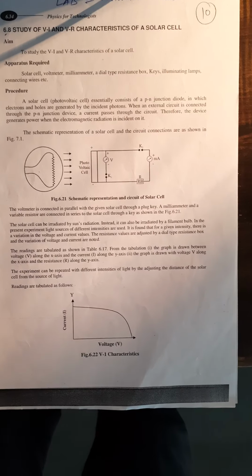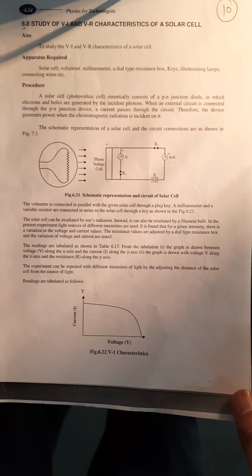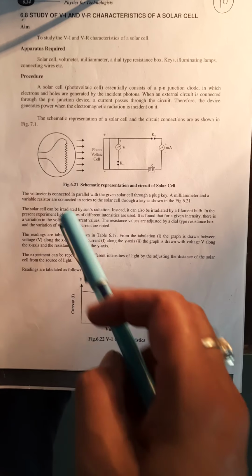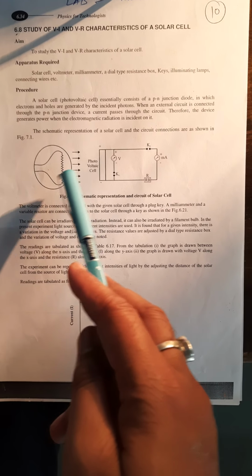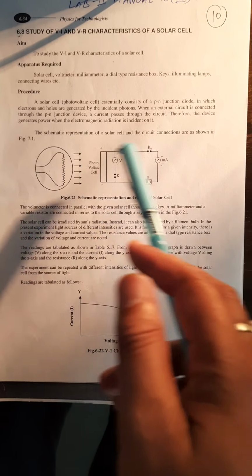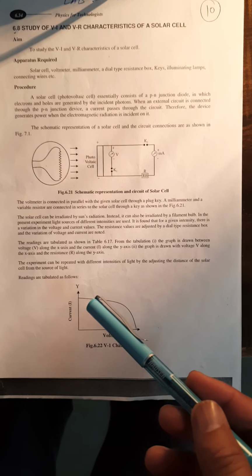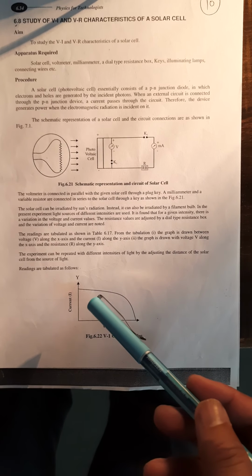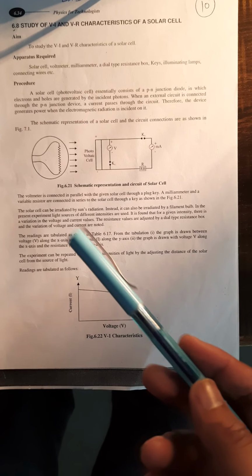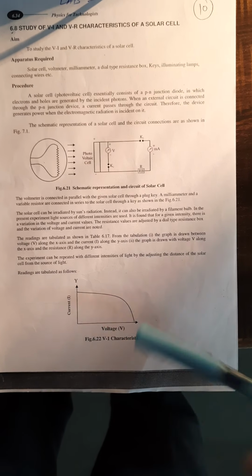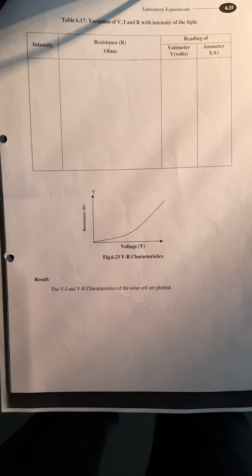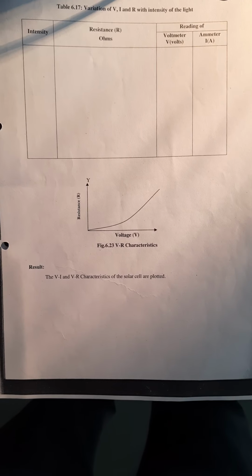Here I am just trying to show you the lab manual for the VI and VR characteristics of the solar cell. This is the symbol of the solar cell. The photons are incident on this, and you already know the circuit diagram that we are using. This is your VI characteristic. Based on the observational data you can plot. This is the model graph, and here is the tabular column in which you need to note down all the observations from this session.